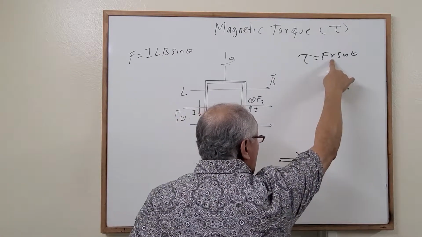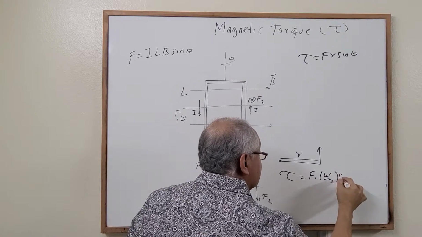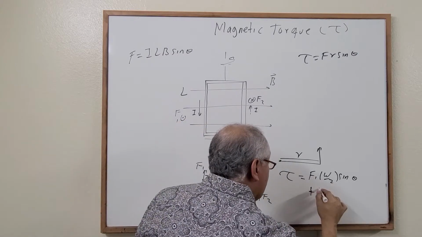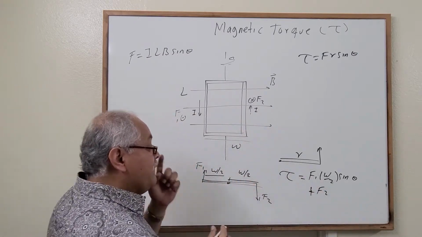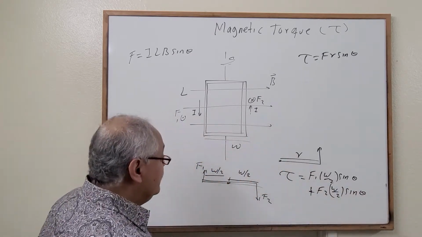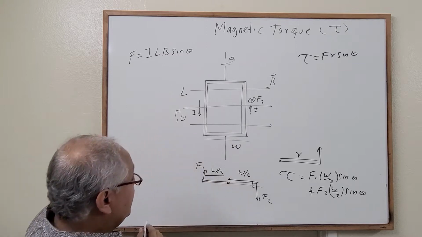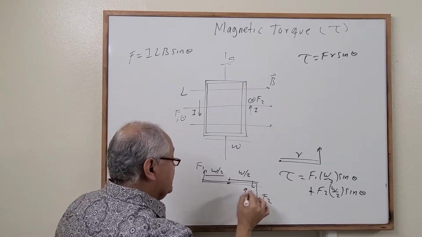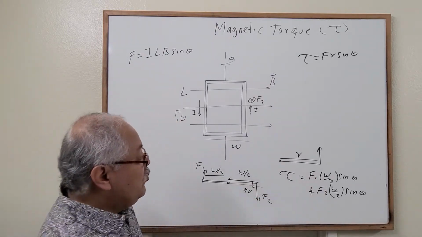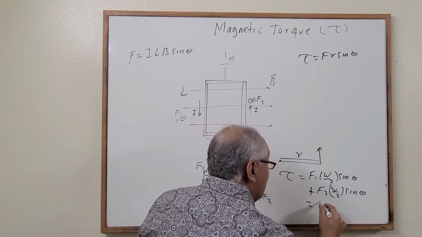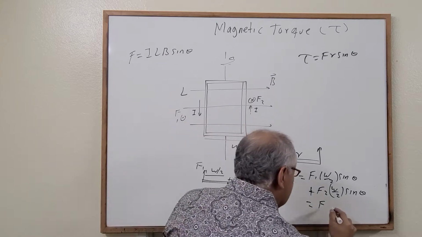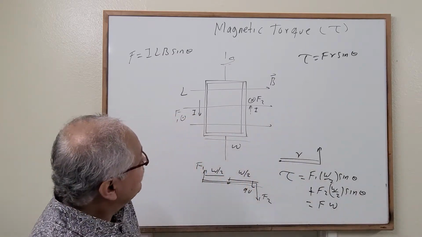F1 times R. What is R? W divided by 2 times sine theta, plus, because they are in the same direction, plus F2, what else? W divided by 2 sine theta. What is the angle? Well, the angle is going to be 90 degrees, correct? The same thing right here, 90 degrees. Sine 90 is 1. But these two are the same, and then what do we have? This is twice. So it is equal to force times W.